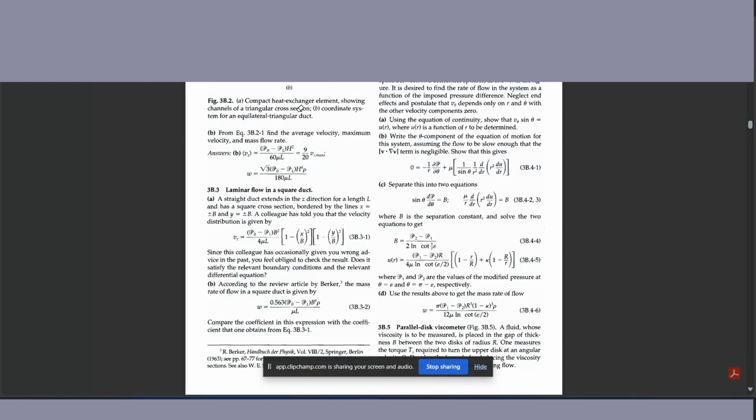All right, this is going to be a review of problem 3B.3, laminar flow in a square duct. The square duct extends in the z direction for length L, and its cross section is bordered by the lines x equals plus or minus b and y equals plus or minus b. A colleague gives you this velocity profile, which you think is probably wrong.